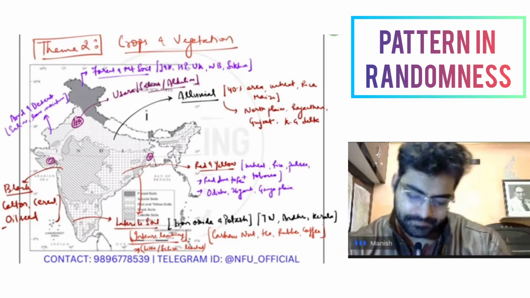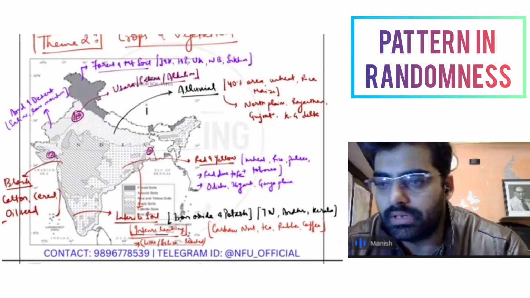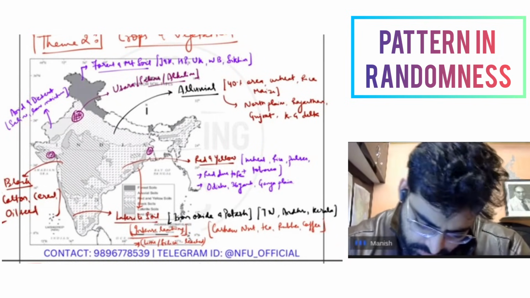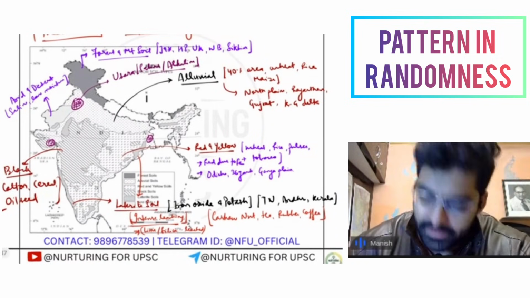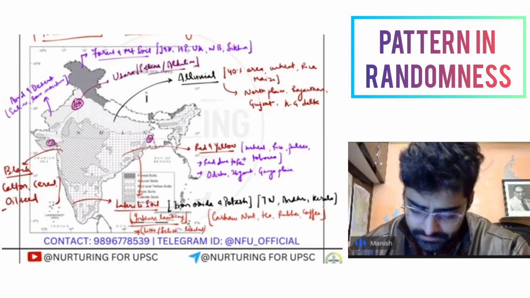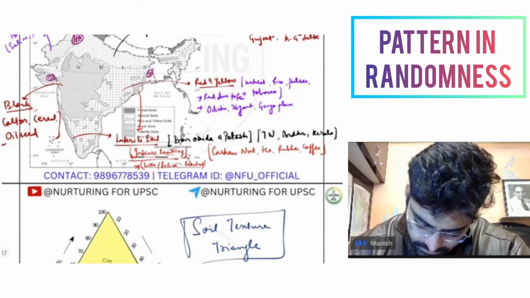So let's begin. Before we even study crops, we should get an idea of soil. From soil itself, every year or every alternate year, questions appear. This is the soil map of India, and here you can see there are different types of soil which Indian geography has. So we'll go one by one.